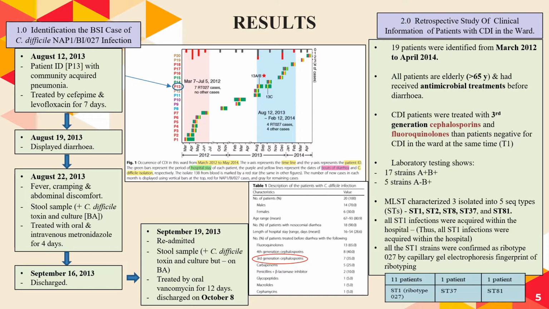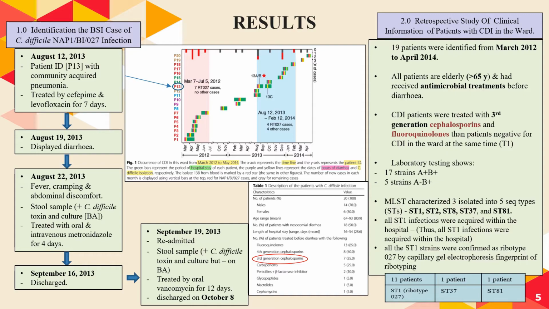By conducting a retrospective study of clinical information of patients with CDI in the ward, about 90 patients were identified from March 2012 to April 2014. Moreover, most of the patients were 65 years old and above and had received antimicrobial treatment before diarrhea. The antibiotics commonly used in this ward were third-generation cephalosporins and fluoroquinolones. According to a few studies, this highly toxic strain of Clostridium difficile is already resistant to fluoroquinolone antibiotics.